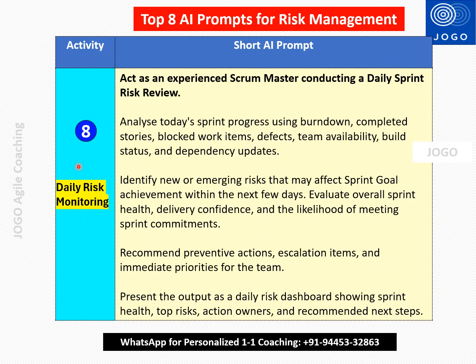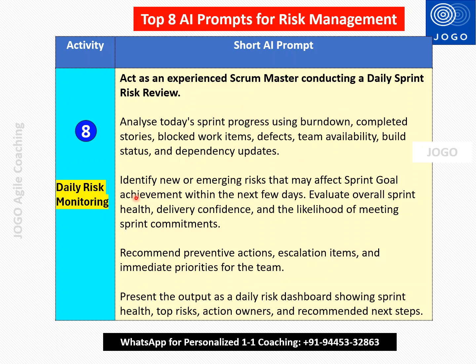The eighth prompt that can be used for risk management is daily risk monitoring. So here the prompt will start with: act as an experienced Scrum Master conducting a daily sprint risk review. So every sprint we can do the risk review, and that's what we are going to ask the AI to give the results for. Analyze today's sprint progress using burndown, completed stories, blocked work items, defects, team availability, build status, and dependency updates. So we will give access to all this information to AI, or we will input all this information to AI.